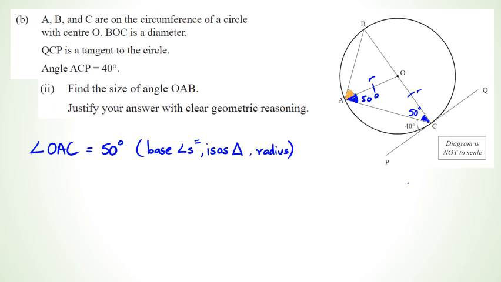Okay, so once we have angle OAC, our next job is to try and figure out what this yellow angle is. But what we do know is we can also work out angle BAC. Now angle BAC is 90 degrees, and the reason is because it's a semicircle, because angles in a semicircle are equal to 90 degrees. So I'm talking about this particular angle here. That's going to be 90 degrees, and that's because we can say angle in a semicircle.